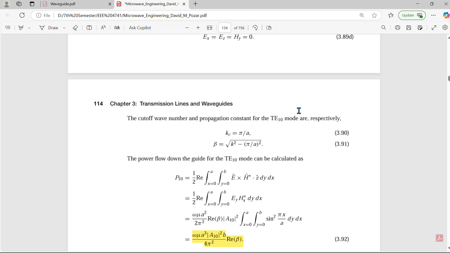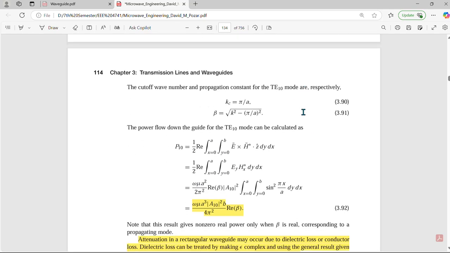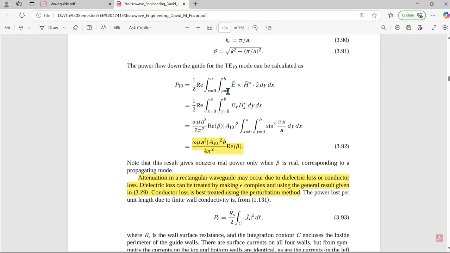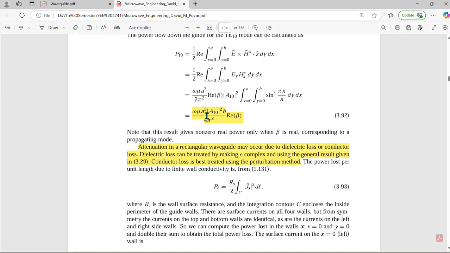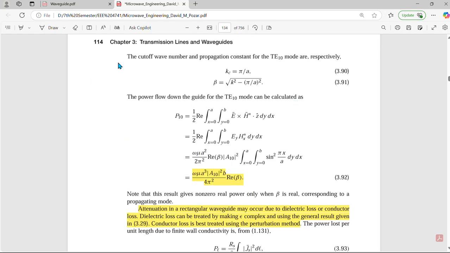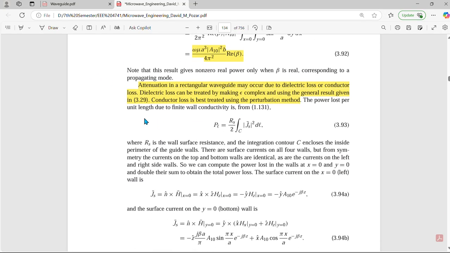And then we come to the power equation, the power flow down. This is the power flow equation. The main power of the transverse electric in the 1-0 mode. In case of 1-0 mode, that means m equal to 1 and n equal to 0, the equation is omega mu a cube a10 whole square, which is the value of the constant term whole square, into b divided by 4 pi square, real value of beta. Then this is the equation for the power in 1-0 mode.